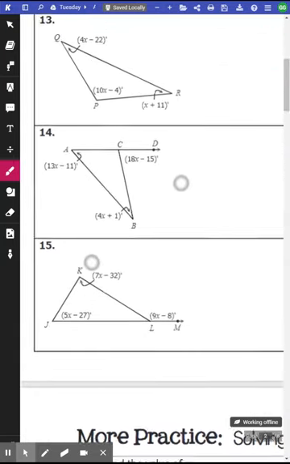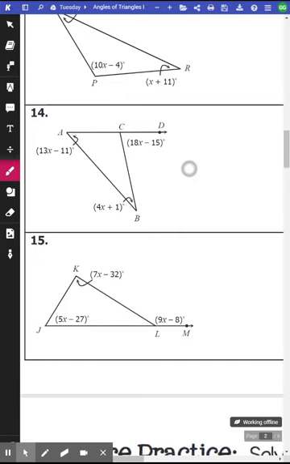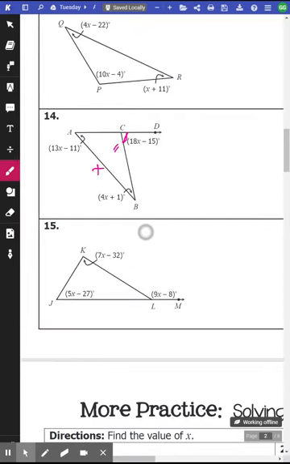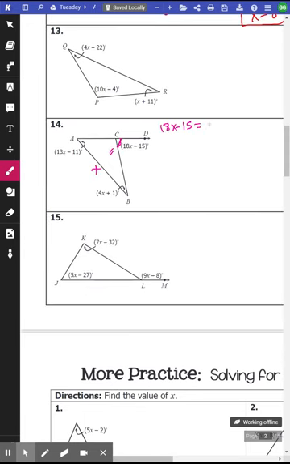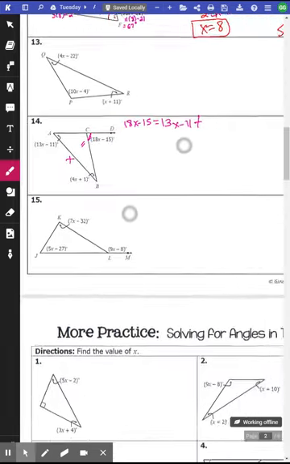Let's go to 14, because 13 is the same. All right, 14. This is the exterior angle theorem. That means this angle right here equals both of these added together. 18x minus 15 is equal to 13x minus 11 plus 4x plus 1.